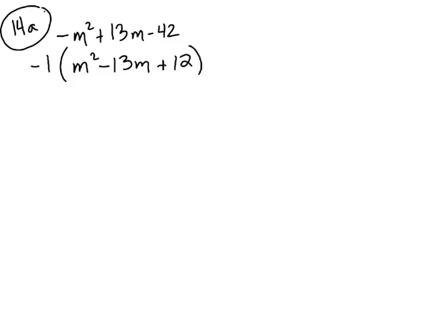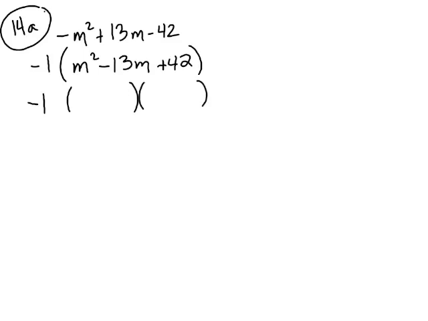14a on page 106 is negative m squared plus 13m minus 42. Okay, my leading coefficient is negative 1. What should I do? Pull it out. Okay, pull that out. That's the first thing. Then I need to rewrite my equation. M squared minus 13m plus 42.